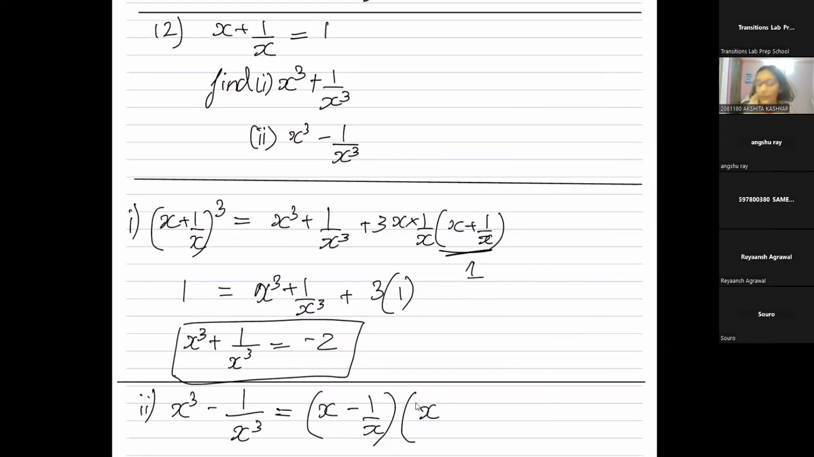Yeah, go ahead. So in the end I got x cube plus 1 by x cube plus 3 times x plus 1 by x is equal to negative 2. But I didn't know... So you got x cube plus 1 upon x cube is equal to negative 2. I didn't want to do it like 3 times x plus 1 by x. So this thing is 1, no? Yes, sir. And then this 1 will go to that side, so it will become minus 2.